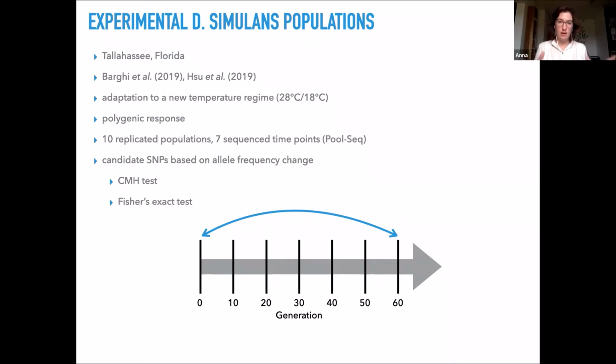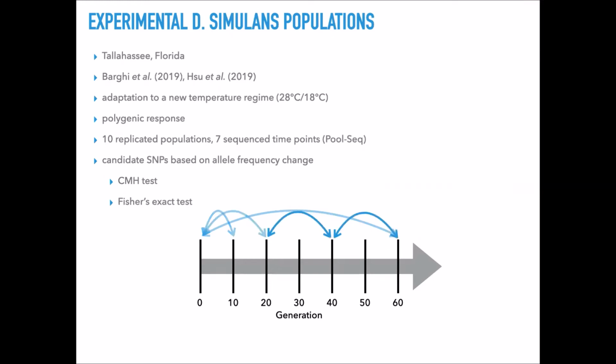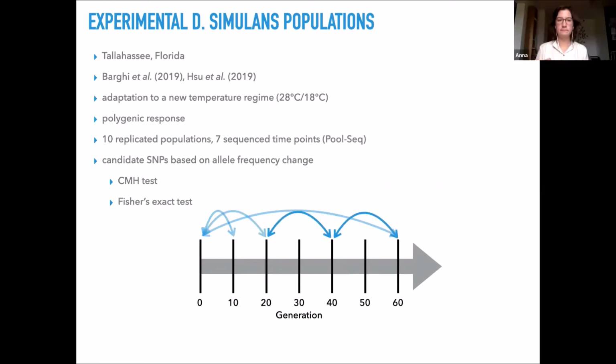And the properties of the study not only allow me to compare the most distant time points, which is shown by this blue arrow, but I can also look at early selection signatures or do all kinds of pairwise comparisons. Okay, and this is what I did, and I did this on 3 levels.